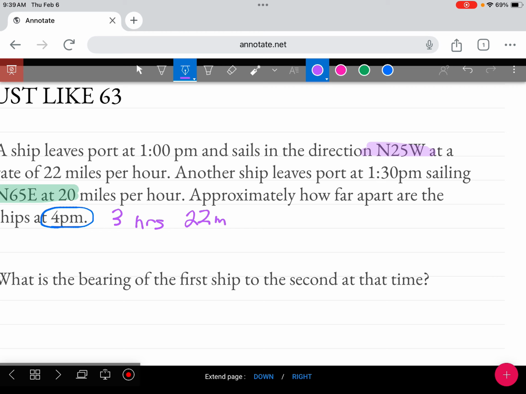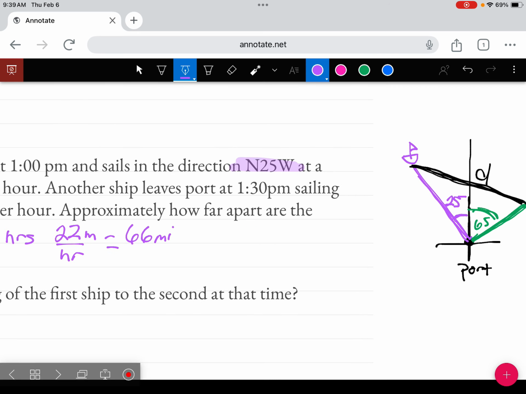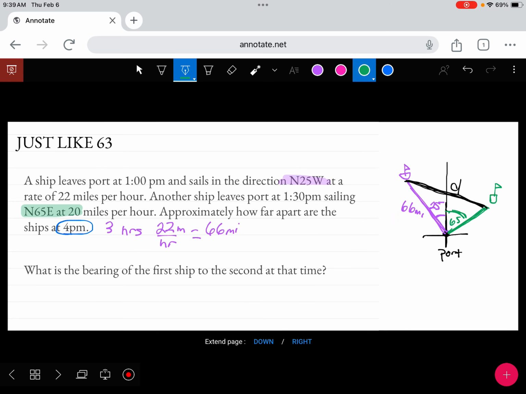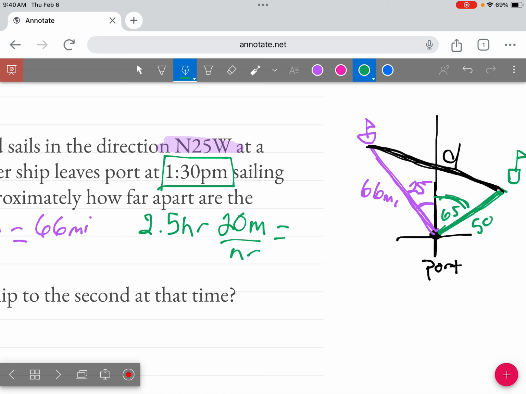And how fast was it going? 22 miles per hour. So how far did it go? 66 miles, right? 3 times 22. So this side is 66 miles. How far did our green boat travel? 2 hours and 30 minutes, which is the same as 2.5 hours. And it's going 20 miles an hour. So 50 miles? 50. Yeah, I was gonna say, close, but not quite. 50 miles.